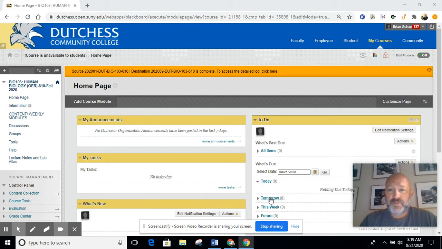I just wanted to briefly navigate the course shell on Blackboard and show you a couple of different things, just to get you to feel comfortable with the format.